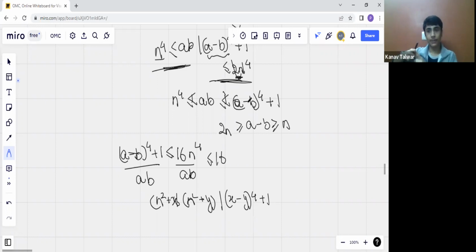AB divides this. Oh, there should be a plus, like A to the 4 plus B to the 4 plus 1, I guess. Yeah, so we have AB also divides A to the 4 plus B to the 4 plus 1. Awesome. So what should we do now? How do we remove the 16 quotients? How do we utilize this somewhere?